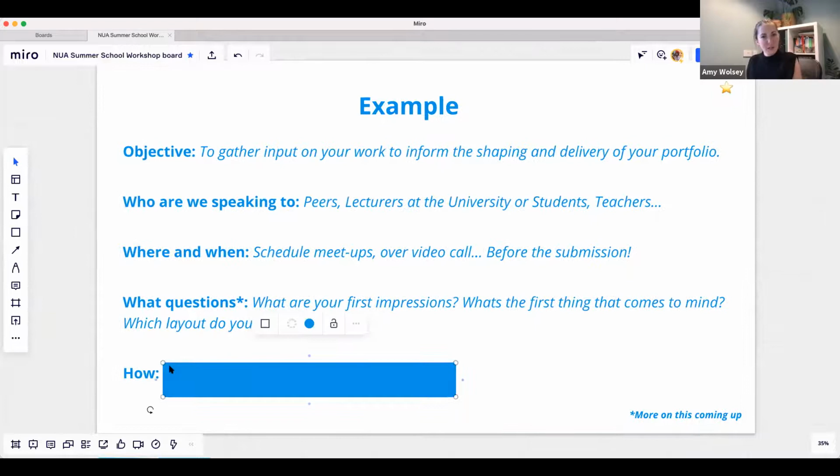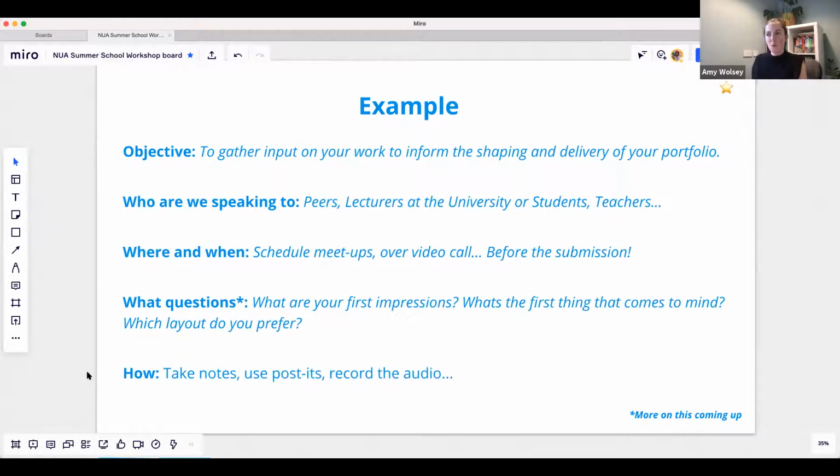And then finally, how? I'll reveal this one just so we can move forward, mainly because we talked through it previously. But just think about when you're having those conversations and you're maybe speaking to a lecturer or a friend or a family member, think about how you might make note of some of their suggestions and some of their feedback. It's quite often the things that people forget are the most valuable.